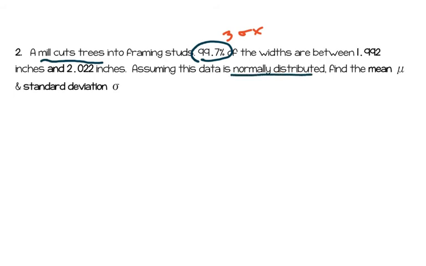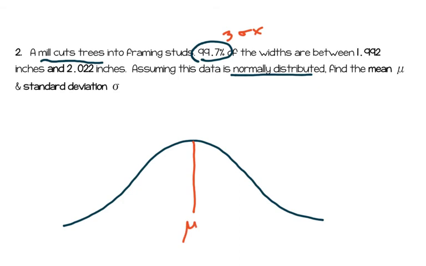Since we're talking about normally distributed, first start by drawing a curve. Next, the center of the curve is always going to be your mean. Then you're going to be looking at standard deviations on either side. So there's 1 standard deviation, 2 standard deviations, 3 standard deviations. Since this says 99.7%, I'm going to be using all 3 standard deviations. Since 99.7% are between 1.992 and 2.022, those are going to go on either end right here.